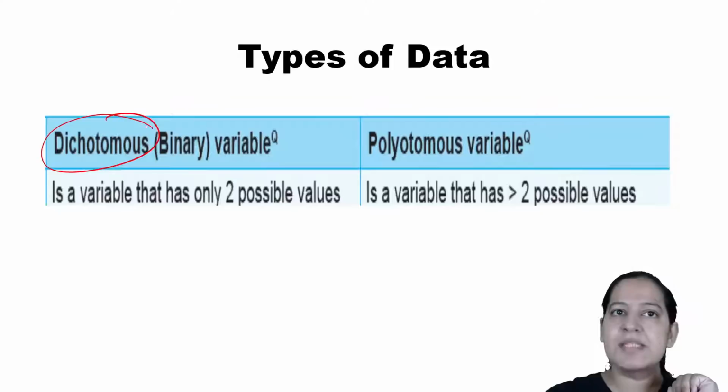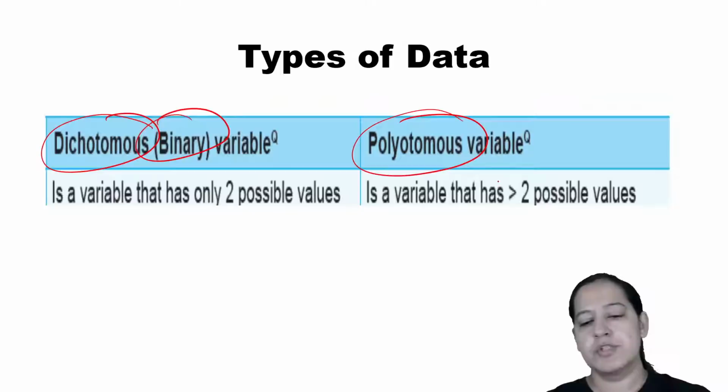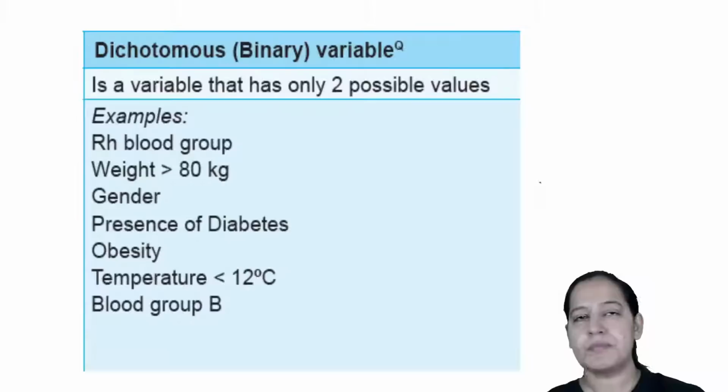Dichotomous or polytomous. So what does "di" mean? Two. Only two possible values are there. And in "poly," multiple values are possible. Let me give you the example of dichotomous scale.